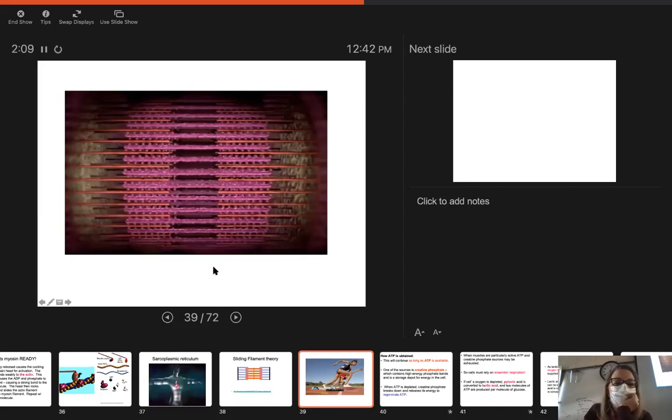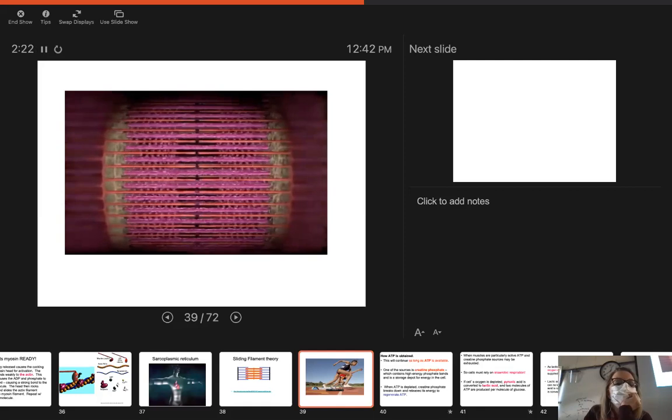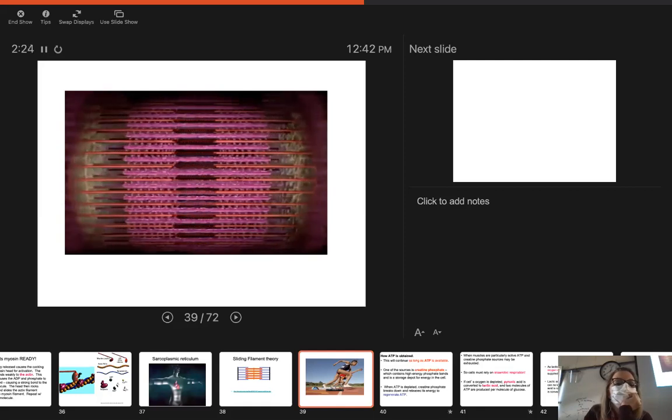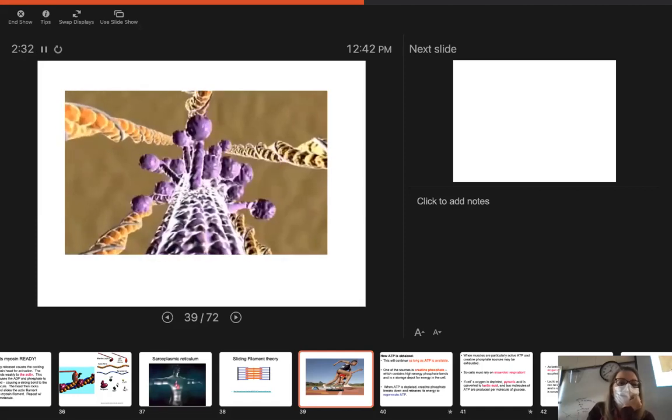Each sarcomere consists of thick filaments of myosin, shown in purple, and thin filaments of actin, shown in orange. A sarcomere contracts when its actin filaments slide past its myosin filaments. Contraction shortens the sarcomere, but does not change the length of the actin or myosin filaments. The myosin filaments have heads that bind and pull actin repeatedly, shortening the sarcomere.